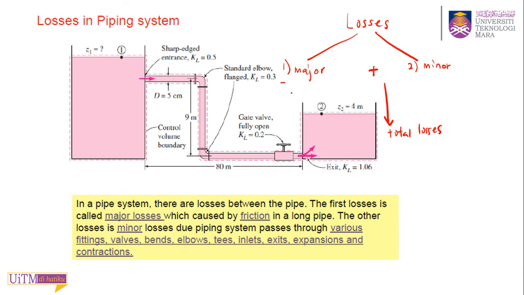The major loss is due to the friction of the pipe. For example, in this diagram you have this pipe, panjang dia dalam bagi sini 80 meter, and this 80 meter pipe will have friction, and this friction will give you a loss, which we call the major loss. That's the first loss. The second loss, the minor loss, is due to the fittings of this piping system.